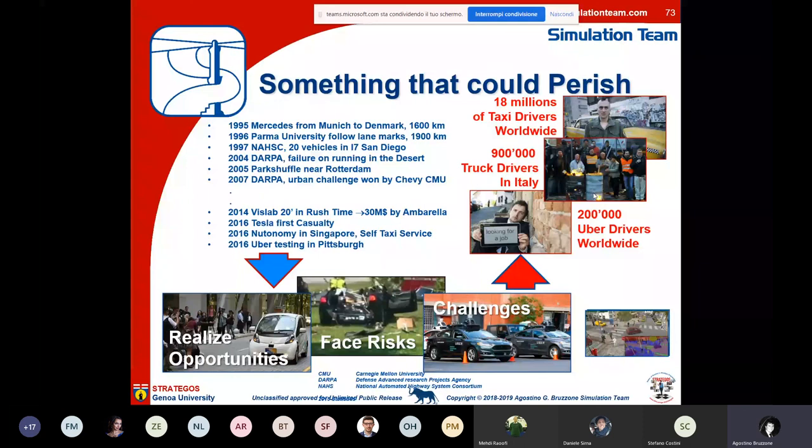I was in Stuttgart, where the headquarters of Mercedes is, when in 95 a test was carried out of a car driving from München to Denmark. In reality, I remember that when I attended the presentation of this initiative in Stuttgart, the car was driving from Naples to Aalborg in Denmark, so from Italy to Denmark.